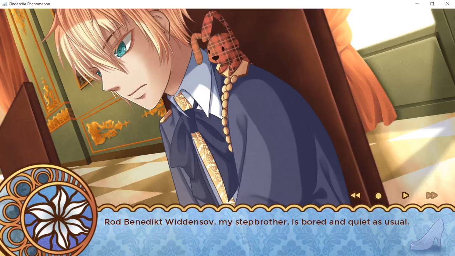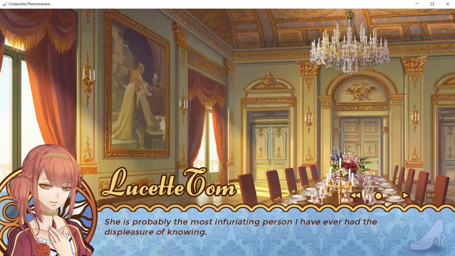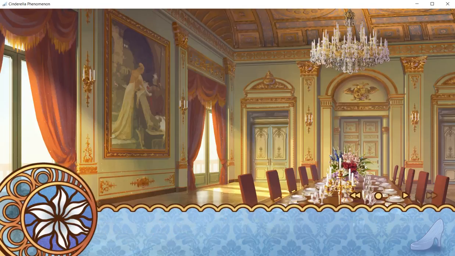Rod Benedict Woodensov, my stepbrother, is bored and quiet as usual. He is 2 years my junior and the younger of Ophelia's children. He is mute and uses a plush bunny to voice his thoughts. It was apparently given to him by a fairy. He minds his own business and is easy to deal with. But his older sister, my eyes go to the empty seat beside him. She's probably the most infuriating person I've ever had the displeasure of knowing.